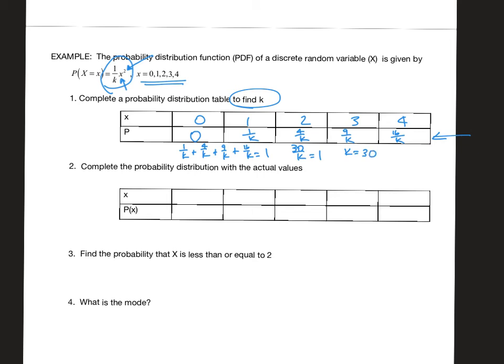Okay, so now part 2, complete the probability distribution with actual values, meaning I don't want K's in there anymore. I now know what K is. So this is still going to be the same numbers on top, but down below, instead of having 1 over K, I'm going to have 1 over 30. And for 2, I'm going to have 4 over 30. And 9 over 30, and 16 over 30. Okay, let me scoot this up just a little.